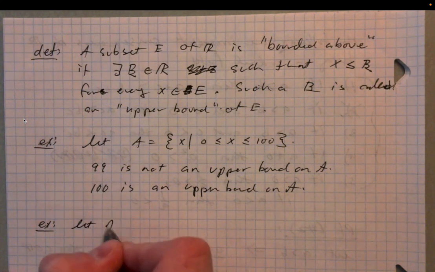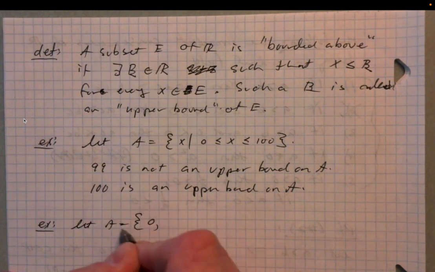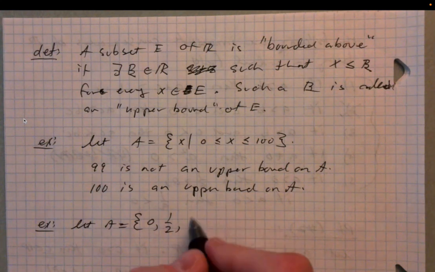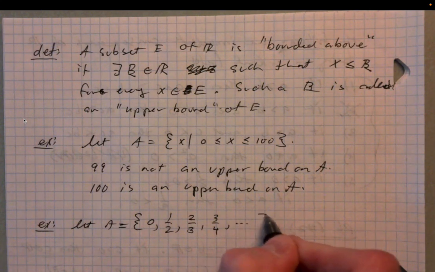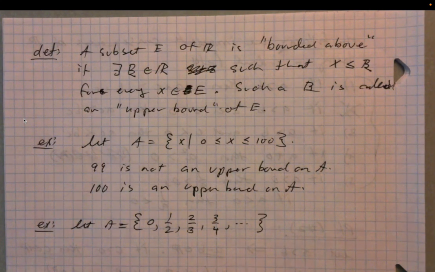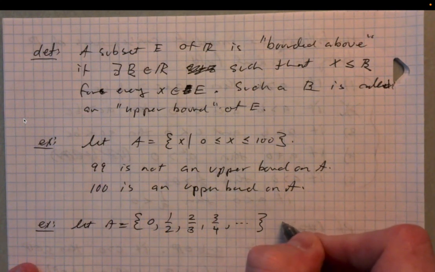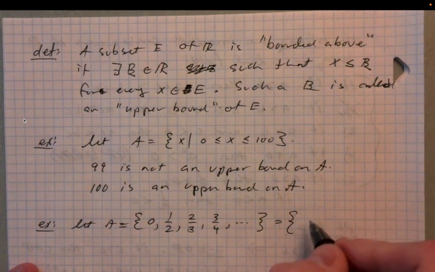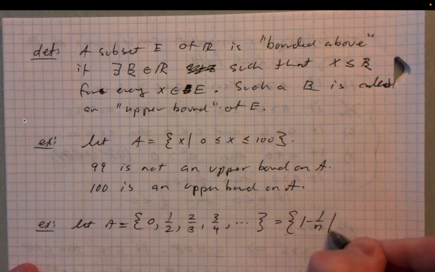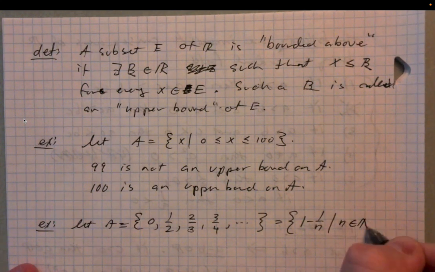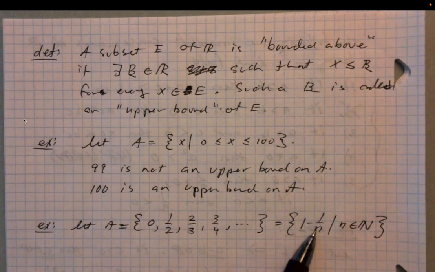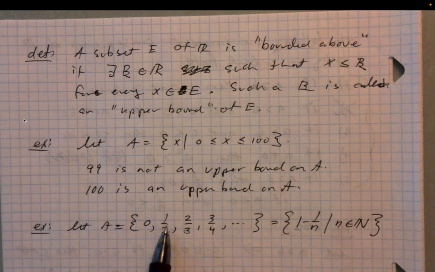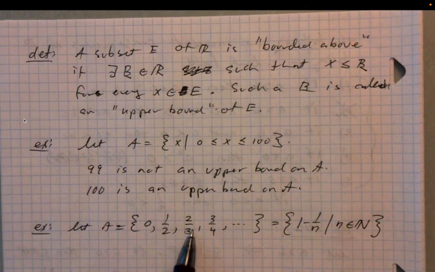Let A equal this set: 0, 1/2, 2/3, 3/4, and so on. Right? Infinite set. Another way to write this is 1 minus 1 over n such that n is a natural number. Right? n is equal to 1, 2, 3, and so on. So you see that the first one is 1 minus 1 over 1, which is 0. And then you get 1/2 when you go 1 minus 1 over 2, and then 2/3 is 1 minus 1 over 3, etc.